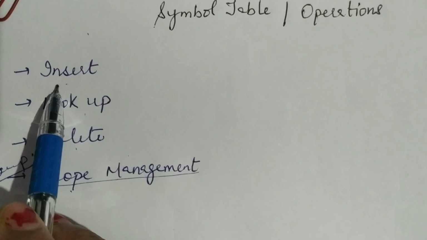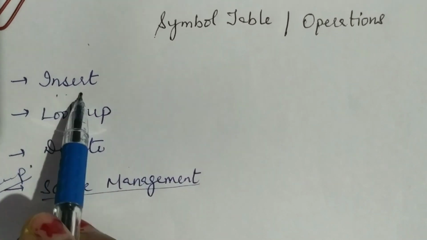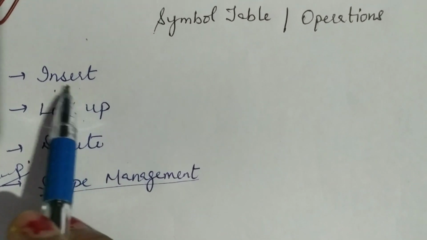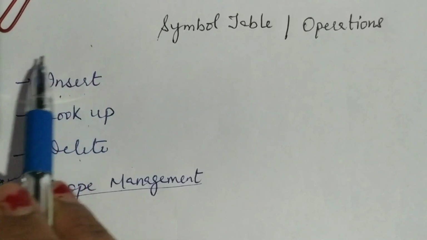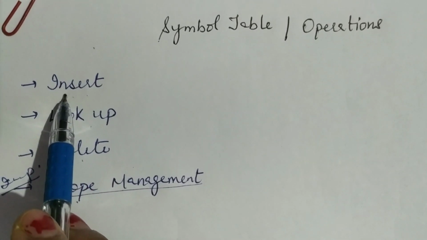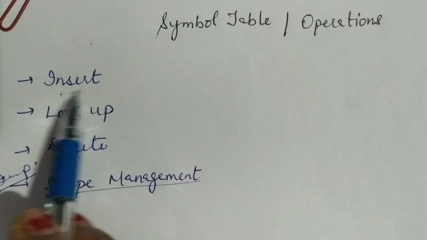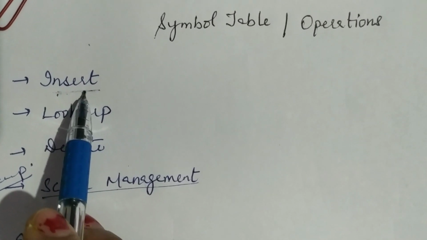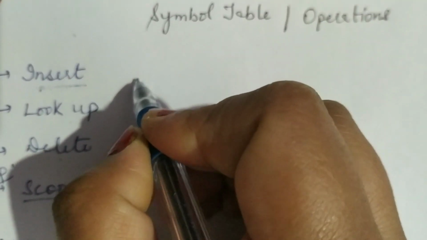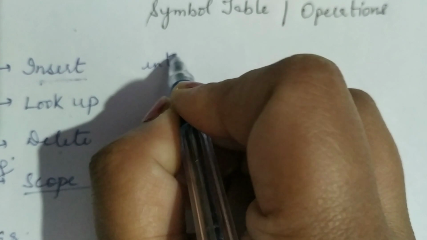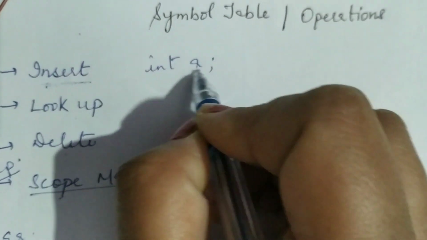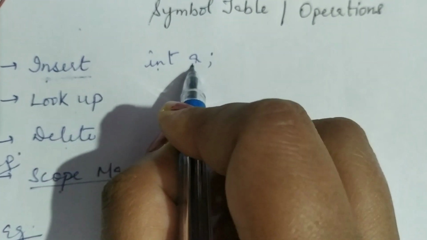Now one by one we will take each operation. So first of all we have insert operation. Now how does this insert operation work? Whenever we want to insert a symbol in a symbol table, we always use this insert operation. For example, we want to insert a variable of type integer a.